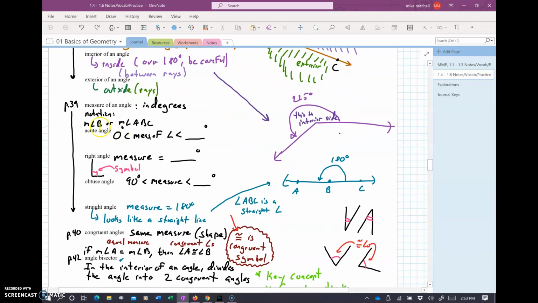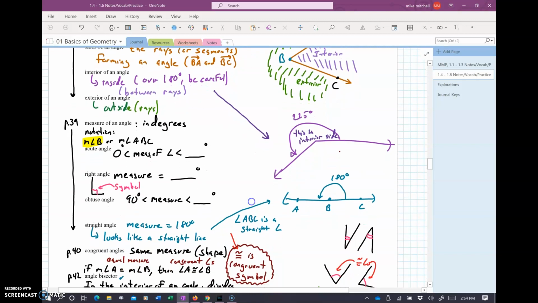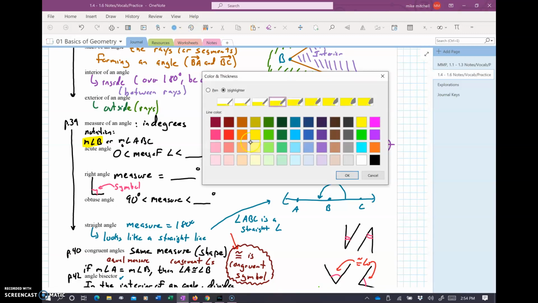Okay, notation down here. Measure of angle B. So that would be the measure of this angle with B at the vertex. I can name this B because there's only one angle at that vertex, or I could call it ABC or C, measure of angle CBA. Measurement is in degrees. Acute, right, obtuse, straight angle. You should know those. Those are previous skills that you should bring to this class.